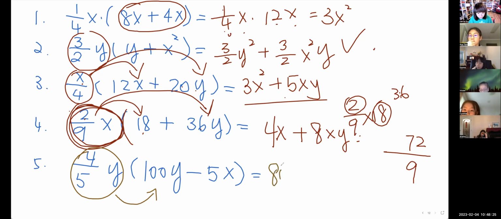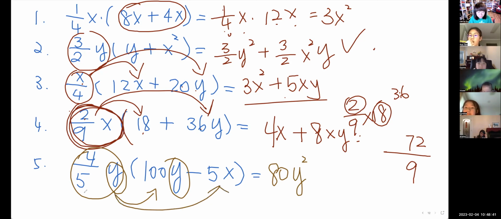So very good, 80. But it's y times y. So how many y's are there? y squared. Get it? So there are 2 y's. Okay, so next one. 4 over 5 times 5 equals what? 4. Okay, very good. So minus 4. So y times x equals what? x. xy. Okay, get it? Get it, everybody?